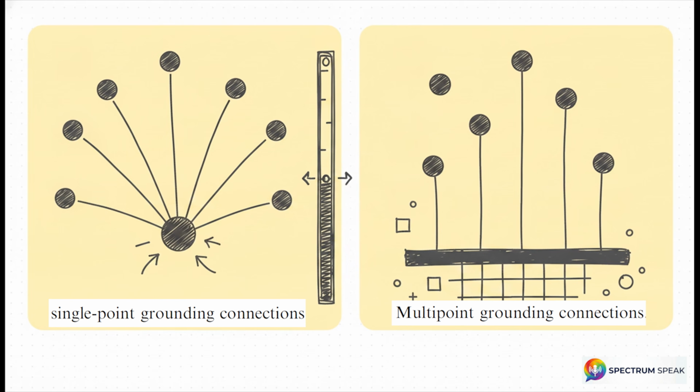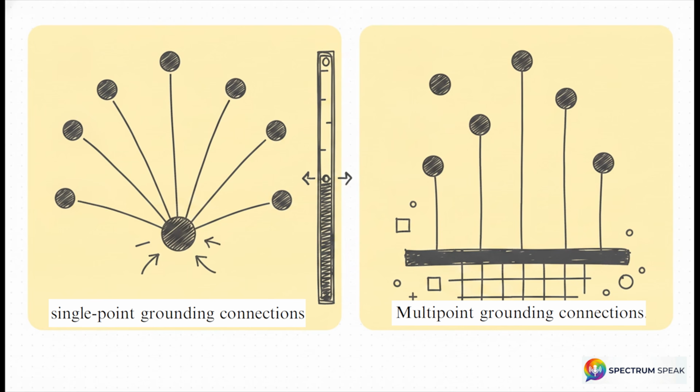We essentially have two main approaches here. First, single-point grounds. These are expertly suited for low-frequency applications, mostly from DC up to about 100 kHz. They prevent low-frequency ground loops by forcing currents down specific isolated paths. But what happens when we cross that 100 kHz line? Multi-point grounds become absolutely mandatory.